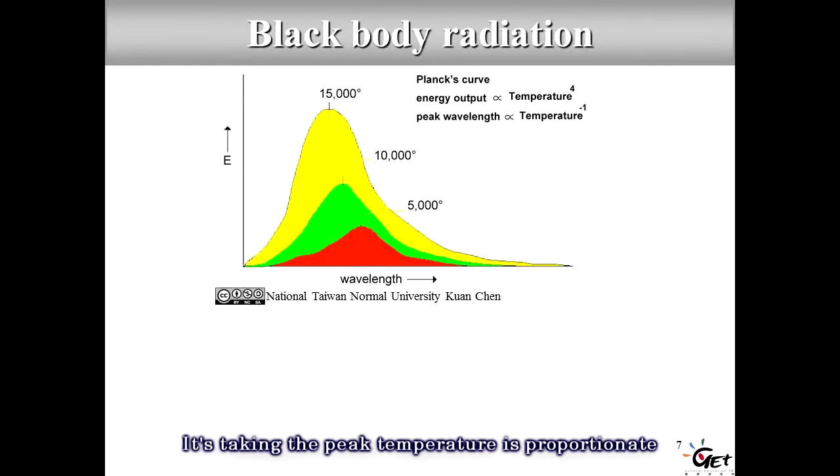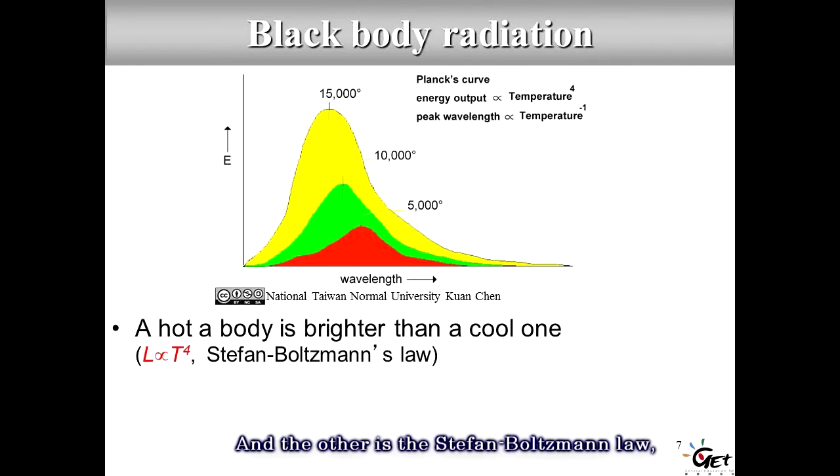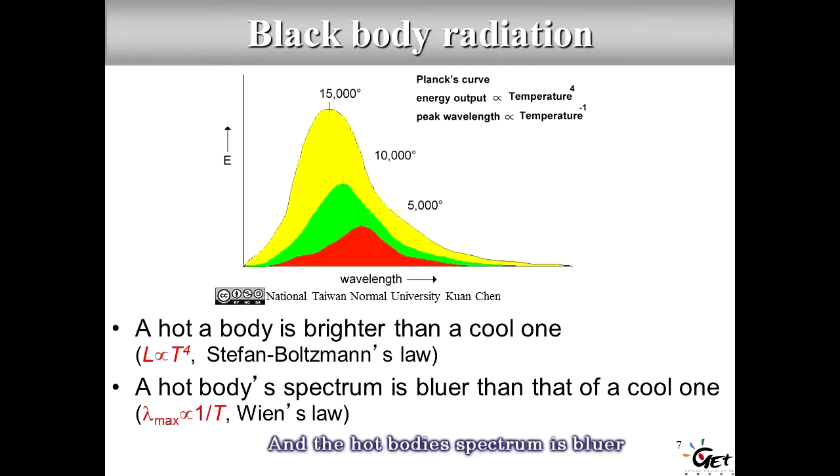It's saying that the peak wavelength is proportional to the inverse of the temperature. So the hotter it is, the bluer the black body will be. So this is Wien's law, and the other is the Stefan-Boltzmann law. It's an approximation that the luminosity scales as the temperature to the power of 4. And just two things to remember: the hot body is brighter than a cool one. So the hotter you are, the brighter you are. And the hot body spectrum is bluer than for the cool one. The cool one is redder. So, Stefan-Boltzmann law and Wien's law.